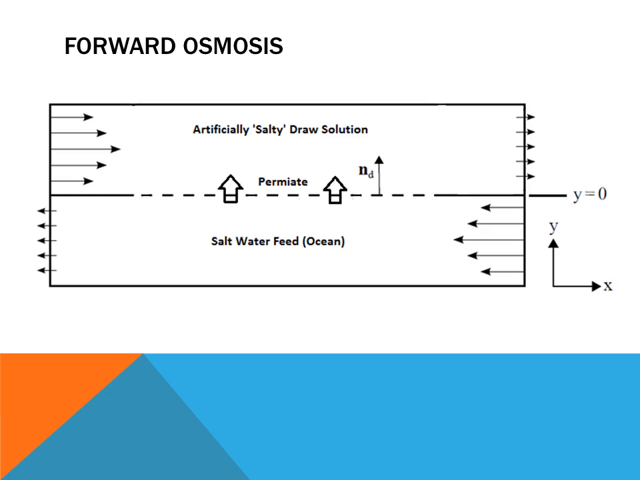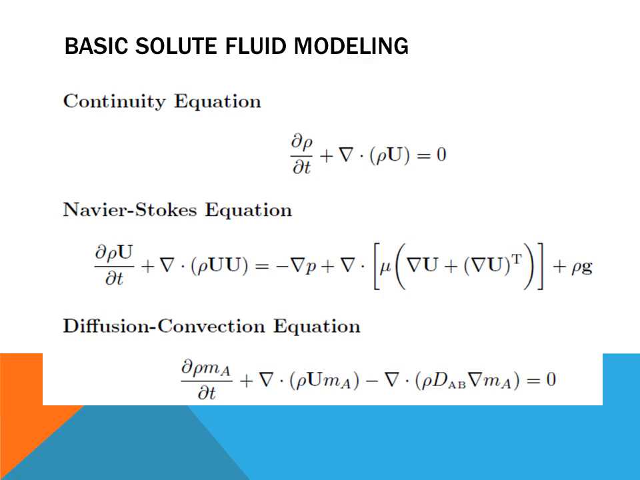But one effect is that because your draw solution is so much more salty than your incoming feed solution, you have an osmotic pressure difference, which drives water flow from your feed chamber into your draw chamber without any hydraulic pressure having to be applied to your system. So it's very energy efficient. And because of this, you can model the water coming from the ocean as relatively having zero mass fraction, which makes computation easier.